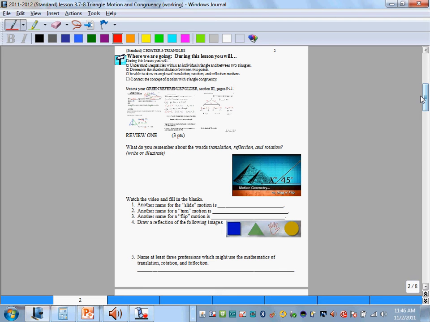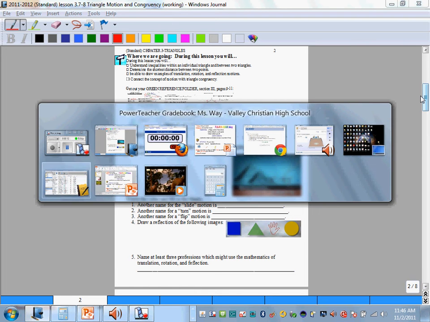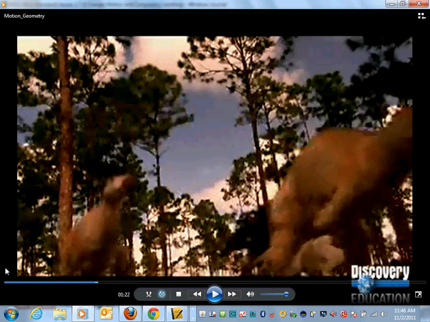What we're learning today is called geometric motion. Look at page 2 and lights, please, Camille. You're taking notes on page 2 for the next 5 minutes.